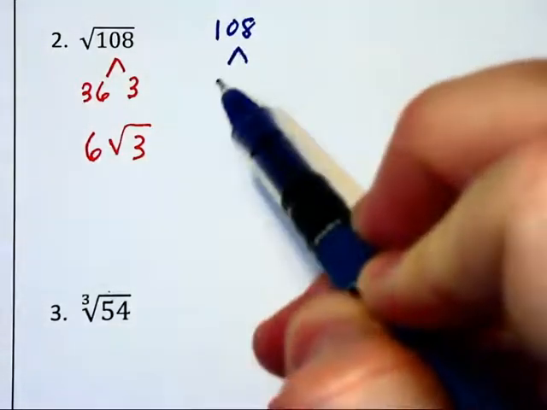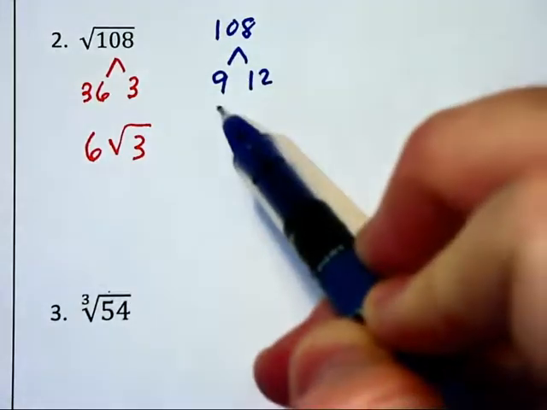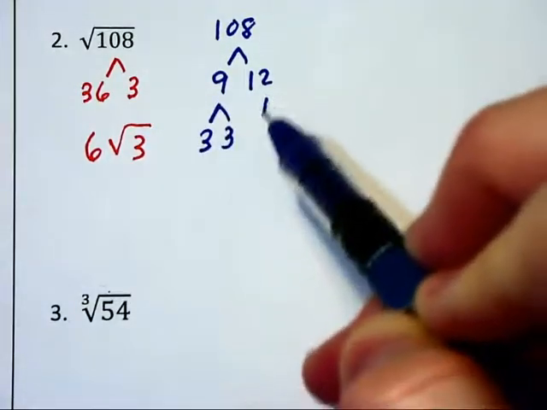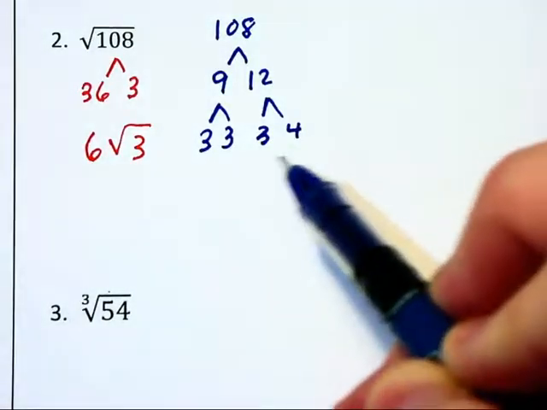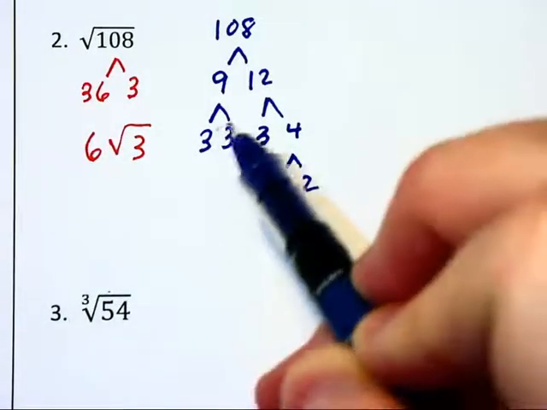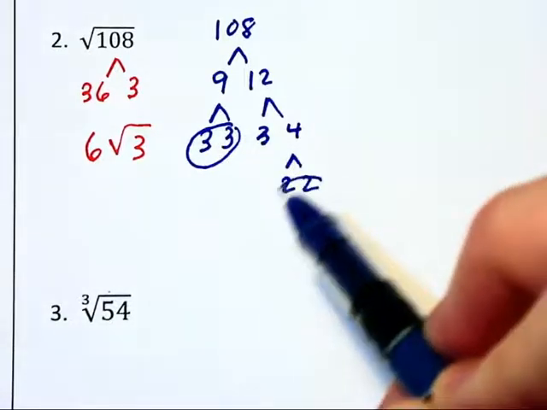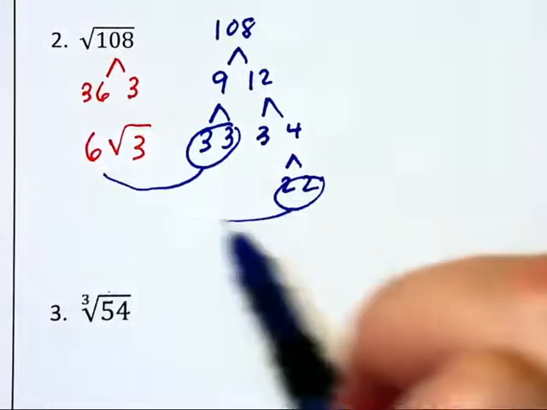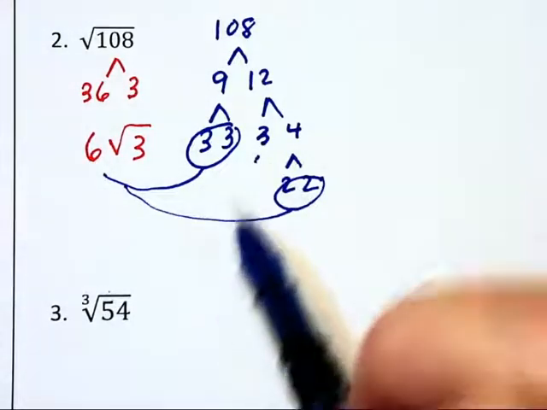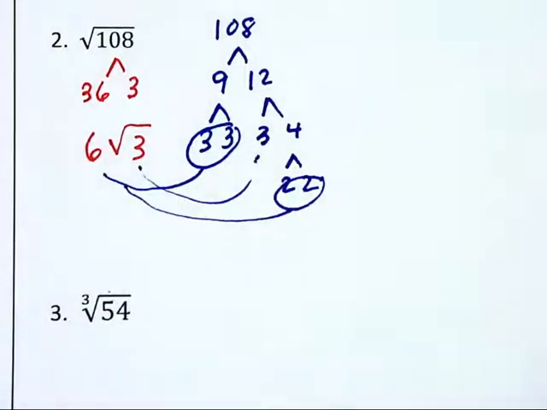Most of us are going to think of 9 times 12, which is then 3 times 3, and then we would have 3 times 4, and then the 4 would be a pair of 2s, and we would have a pair of 3s and a pair of 2s. Multiply the 3 and the 2 that come out together to give us the 6, and there's the 3 that's left over that stays inside the radical.